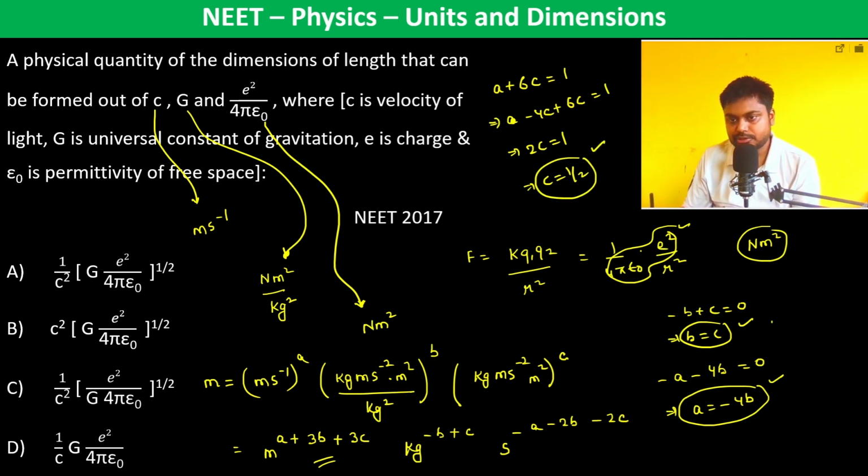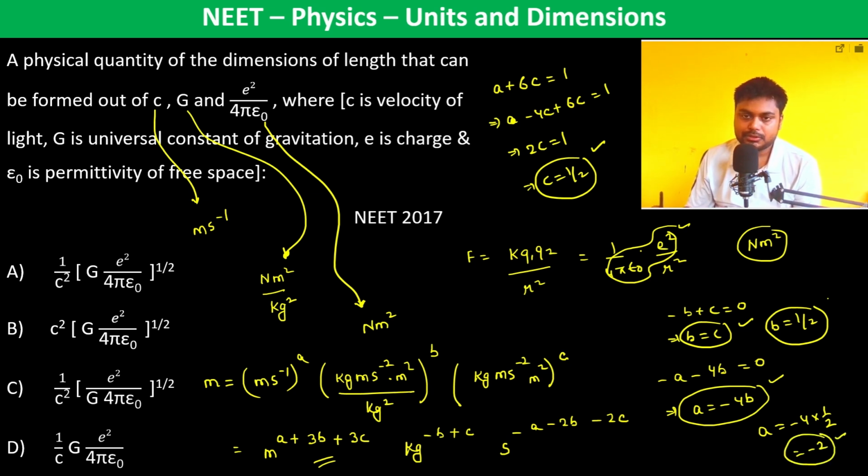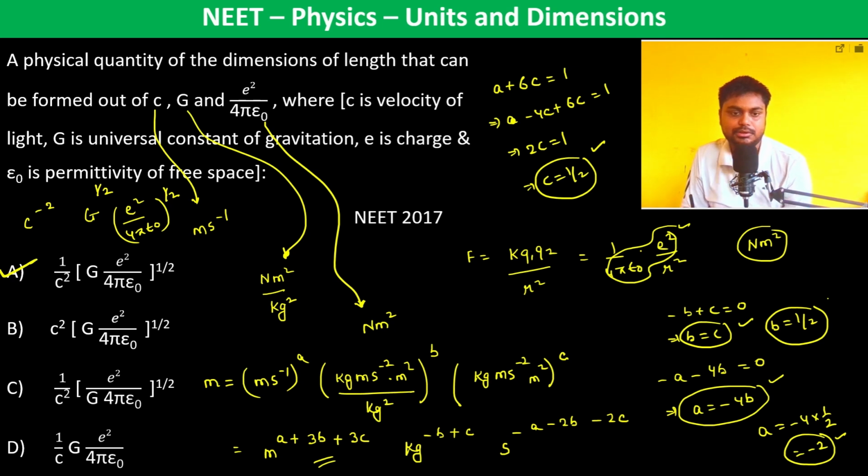So when c is equal to half, b also becomes half, and a becomes minus 4 into half, so this is minus 2. Okay, so this is c to the power minus 2, G to the power half, and e square by 4 pi epsilon naught, that also to the power half. So therefore this is option number A.